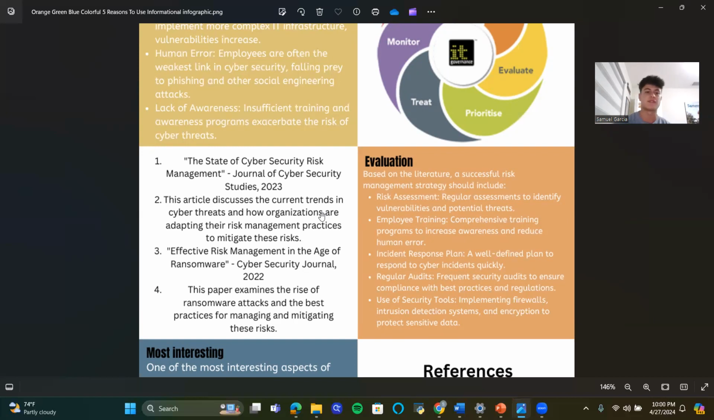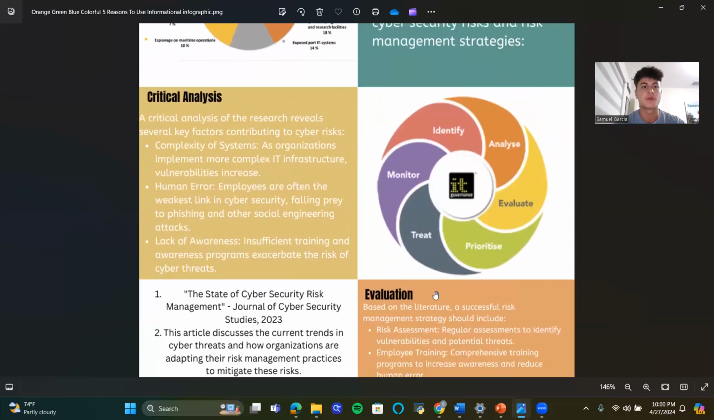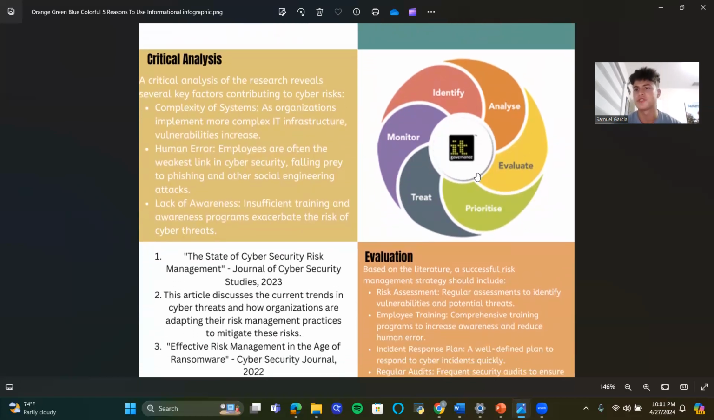This paper, like I said, examines the rise of ransomware attacks, which is a lot of what we learned in class, and how we could prevent that. There's a lot of different ways that I'm going to mention in the future of how we could avoid that. And over here we also have the critical analysis. The critical analysis of the research reveals several key factors contributing to cyber risk: the complexity of systems, as you could read there, the human error, and then the lack of awareness. And I like to include this little picture. I found it pretty interesting. It shows different ways we could try to avoid a lot of this happening. We could identify, analyze, evaluate, prioritize, treat, and monitor.